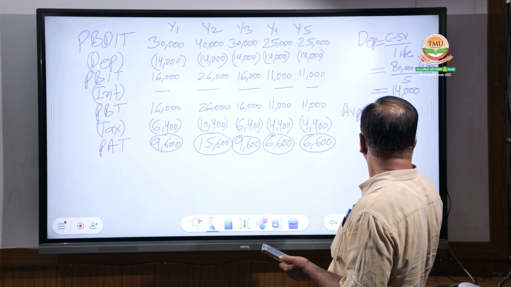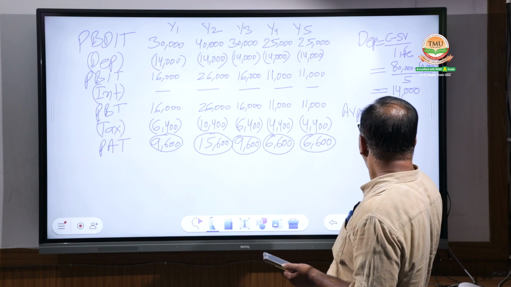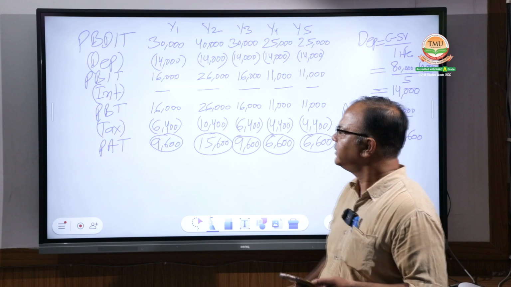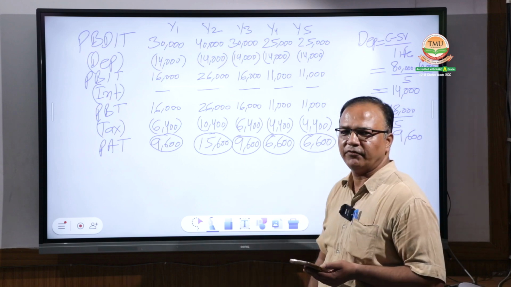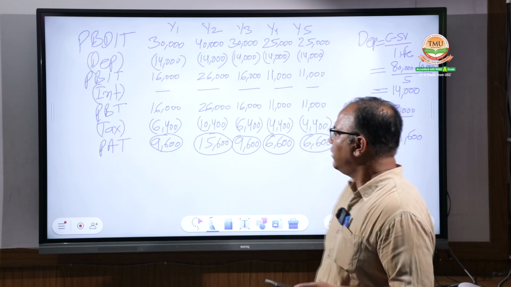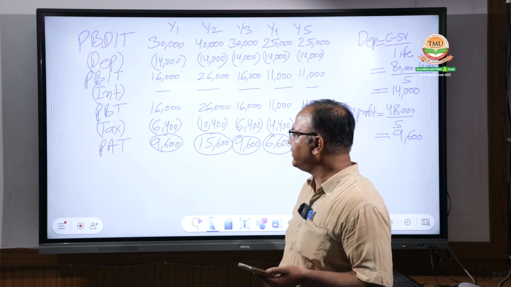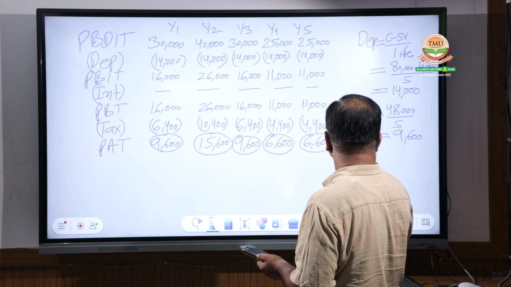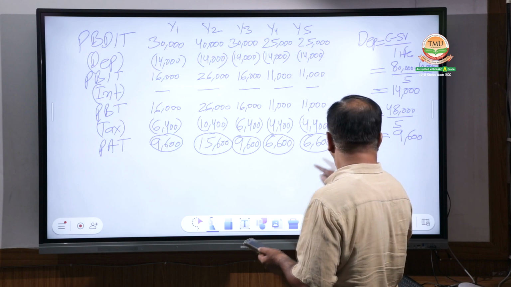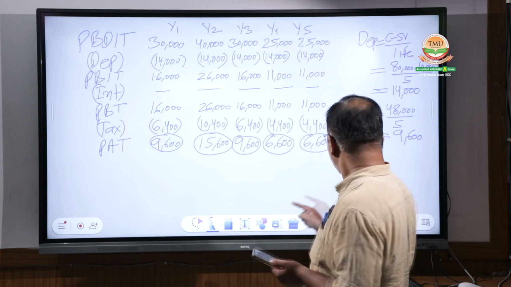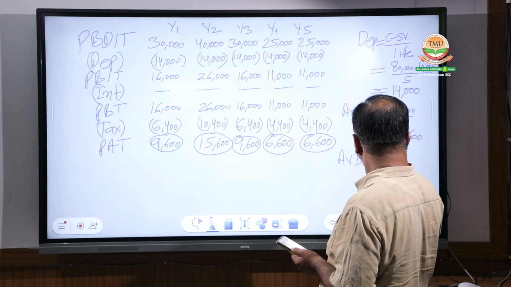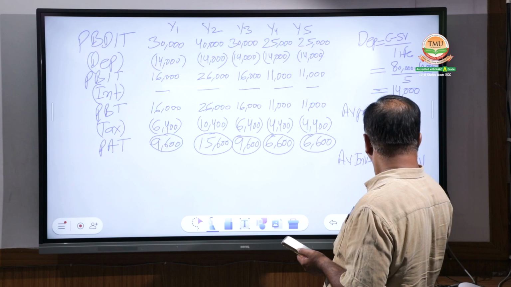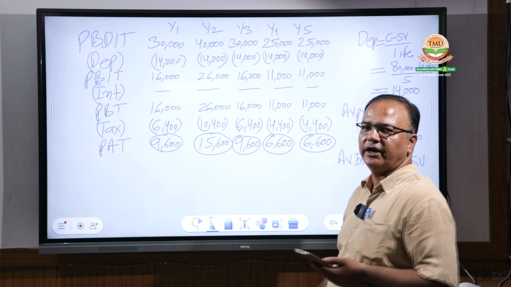Divided by 5 is equal to 9,600. This is average profit. Now, we have to calculate average investment. Average investment is equal to cost minus scrap value divided by 2 plus scrap value.